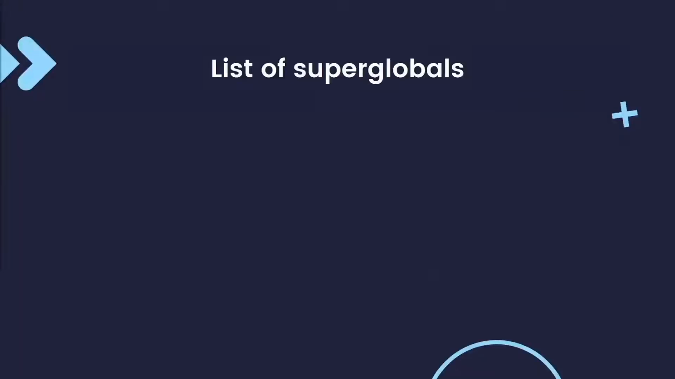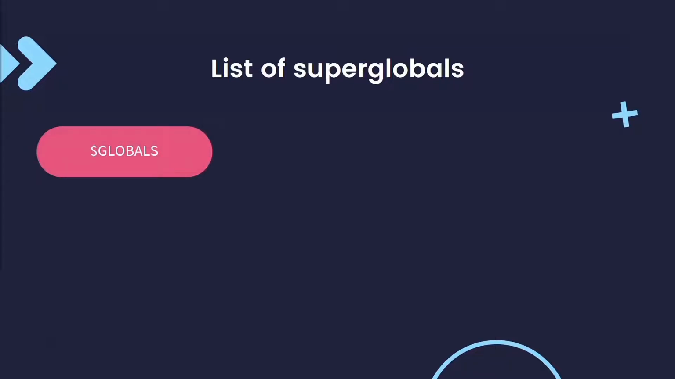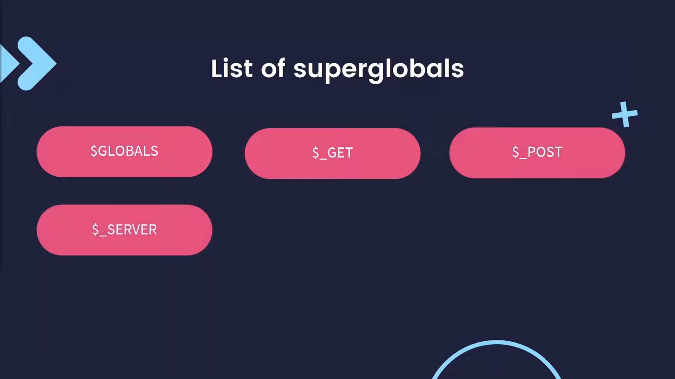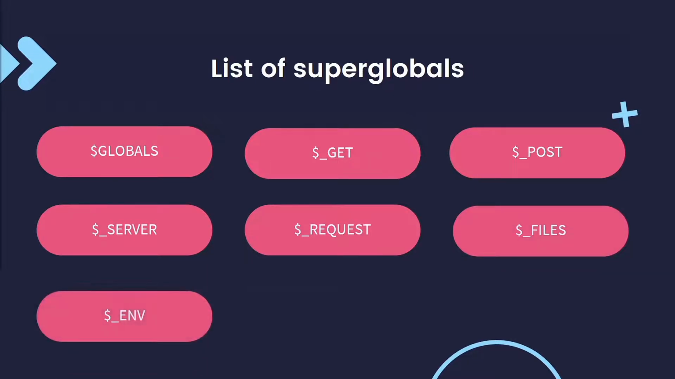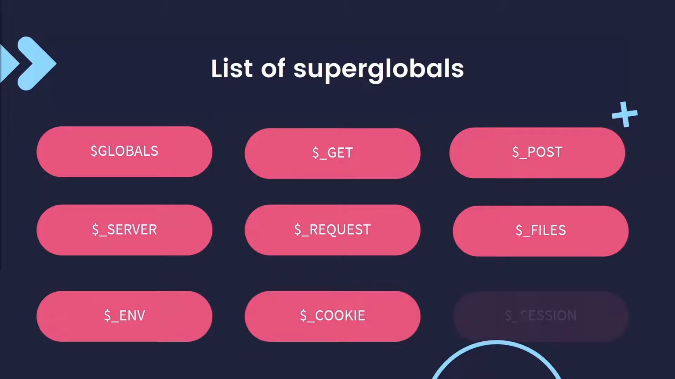those lines. And here we have a list of the different superglobals that we can actually use in PHP. Now, the list that we have here is not necessarily every single one of them, but these are the most commonly used ones. The first is basically your globals, your get superglobal, post, server, request, files. We also have a superglobal for environment, otherwise known as env. We also have the cookie superglobal. And lastly, we have the session superglobal.